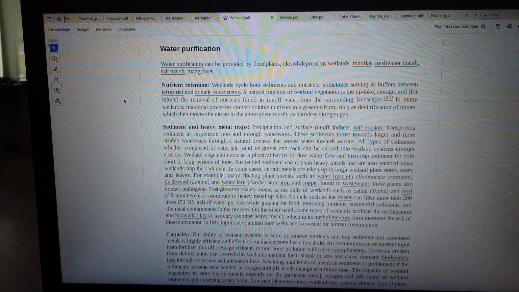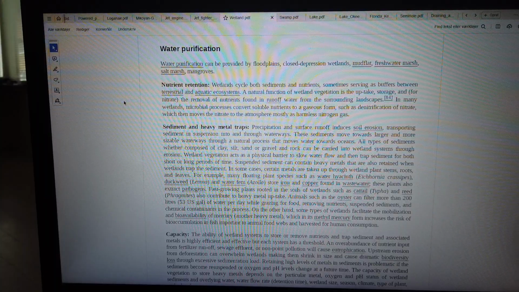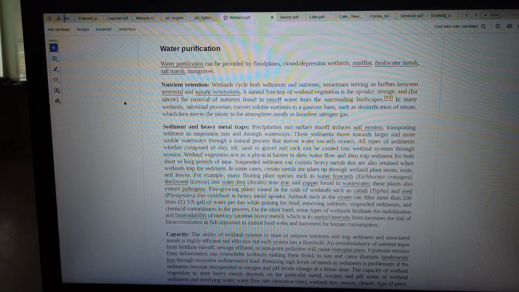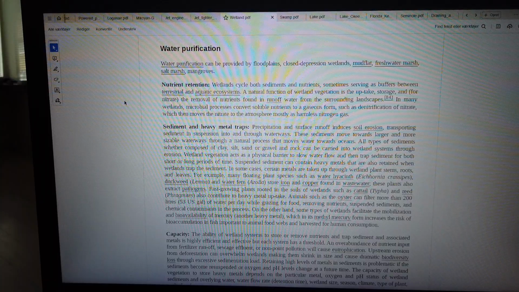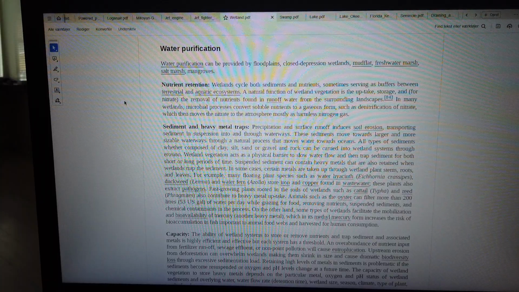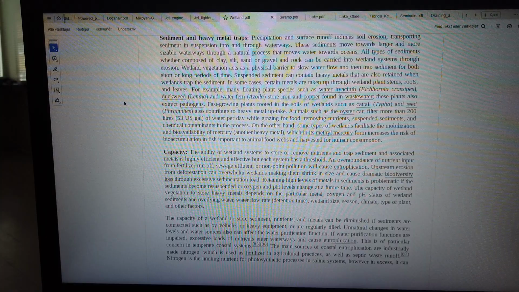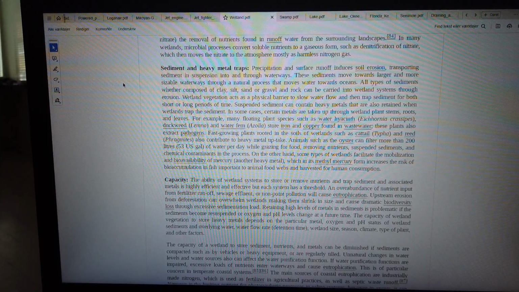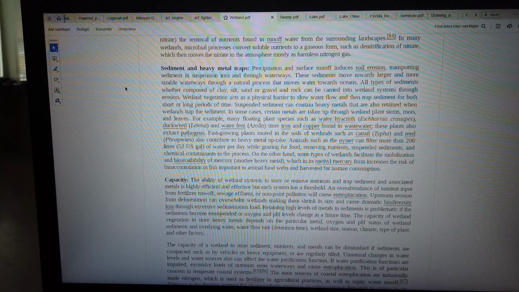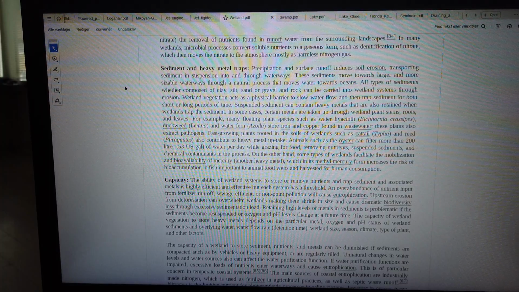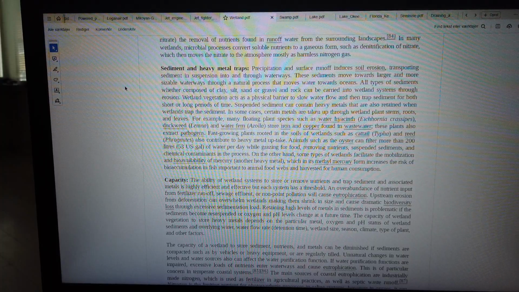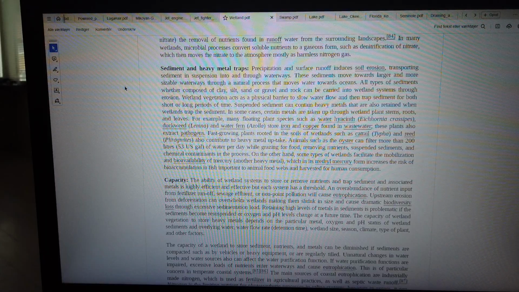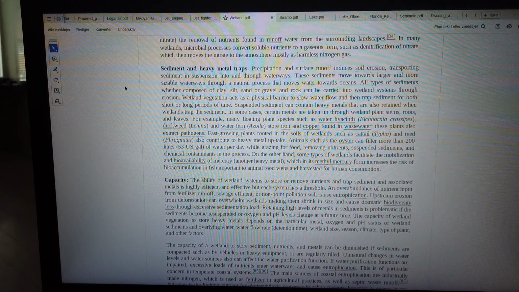In many wetlands, microbial processes convert soluble nutrients to a gaseous form, such as denitrification of nitrate, which then moves the nitrate to the atmosphere mostly as harmless nitrogen gas. Sediment and heavy metal traps. Precipitation and surface runoff induces soil erosion, transporting sediment in suspension into and through waterways. These sediments move towards larger and more sizable waterways through a natural process that moves water towards oceans.